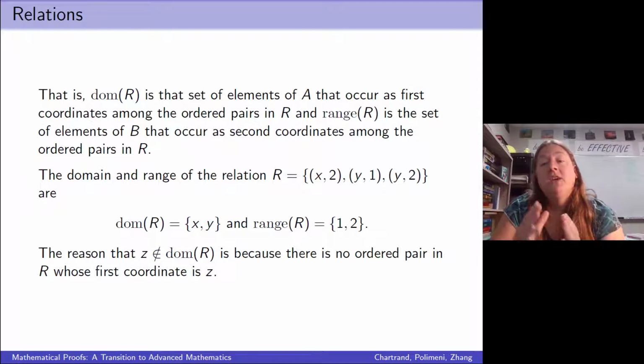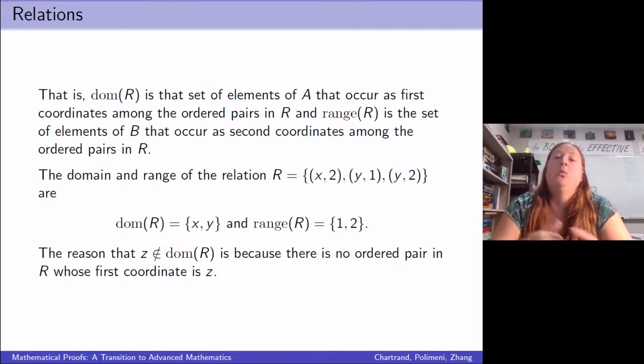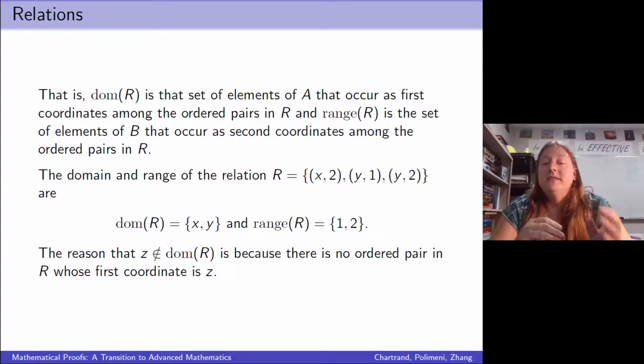Similarly, for the range, I'm looking at all the second elements and looking at what shows up unique and new. So I see a 2 and I see a 1. So I have the set {1, 2}, and that is the entirety of the range. Now, z was a part of our set A, but it doesn't show up in this relation. So z is not a part of the domain of R.